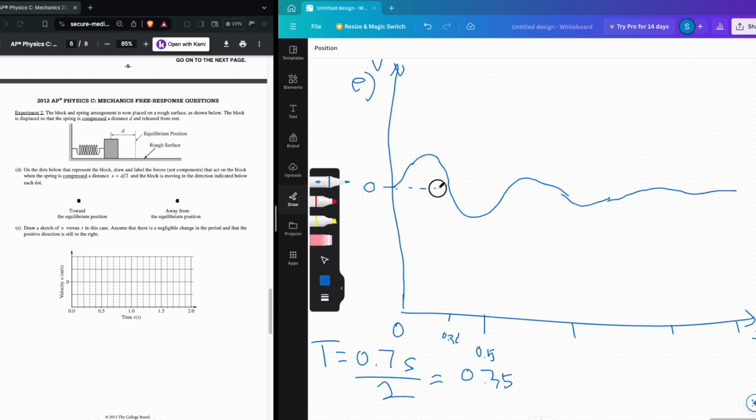Drawing's not that great, but at 0.35 it does intersect v equals 0, and at 0.7, which is somewhere around here, it does intersect. You just have to keep going by that scale, and you should have a pretty reasonable graph to approximate this curve. This wraps up the 2012 AP Physics C exam problem 1 on oscillations, and thank you for watching.